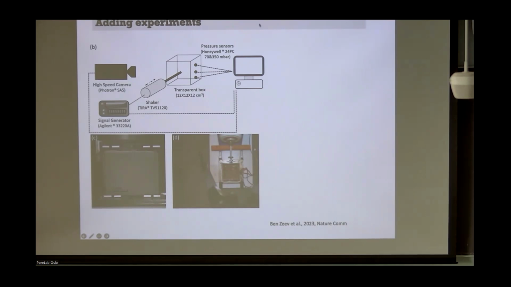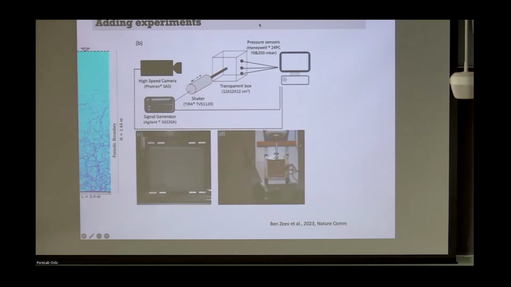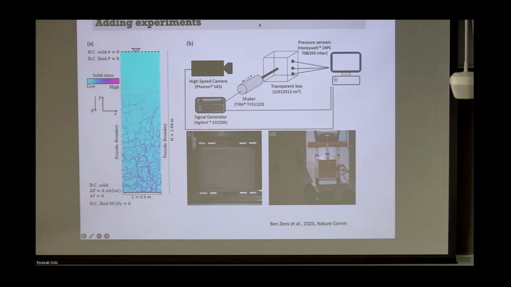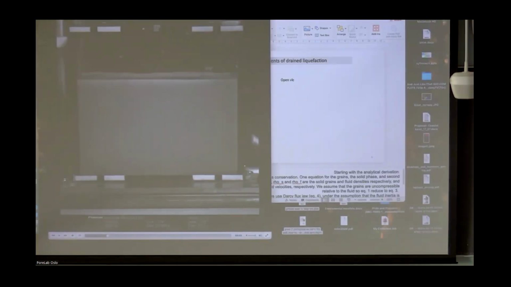This is 3D. With a box that he could photograph all the positions of the grains and measure the pressure, and had a shaker with different frequencies, different amplitudes. And then we compared to the experiments. So that is the experiments.